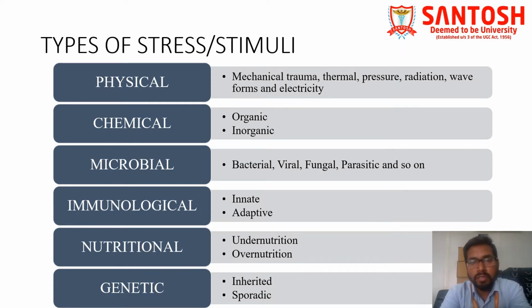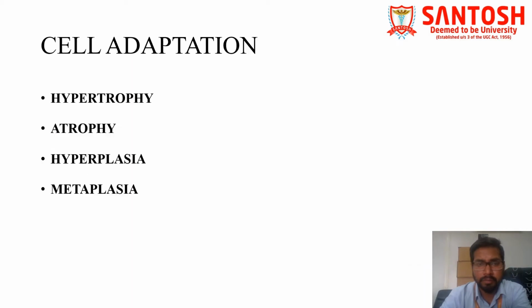The types of stresses and stimuli which include these are physical, which includes mechanical trauma, thermal, pressure, radiation, waveforms and electricity. The chemical, which includes organic as well as inorganic. The microbial, that can be bacterial, viral, fungal, parasitic and so on. Immunological can be innate or adaptive. Nutritional can be undernutrition as well as overnutrition, and genetic can be inherited and sporadic. These are the types of stimuli or stresses that can happen to our body.